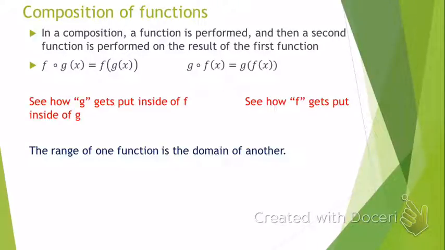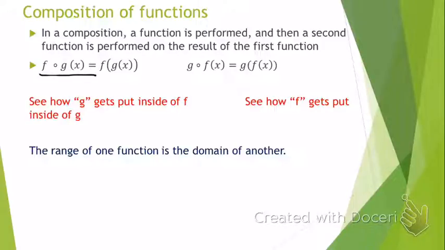Composition of functions. This is another operation that we need to talk about. In a composition, a function is performed, and then a second function is performed on the result of the first one. So if you look at f of g of x, that little open circle right here means the composition.